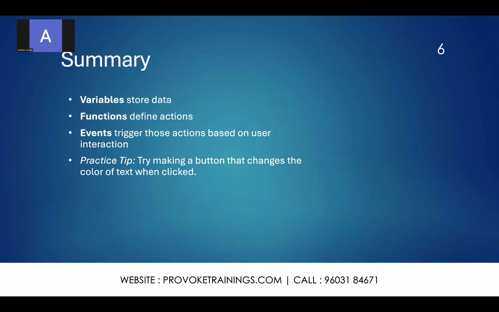So variables in JavaScript are able to store data. Functions usually define some actions. Events trigger those actions based on your user interaction. My advice is to try making a button that changes the color of the text whenever it is clicked. This is the general advice we can give to practice variables, functions and events using JavaScript inside the HTML program.